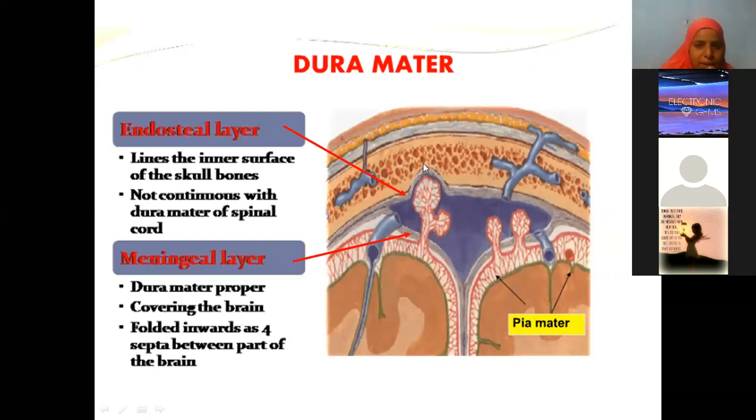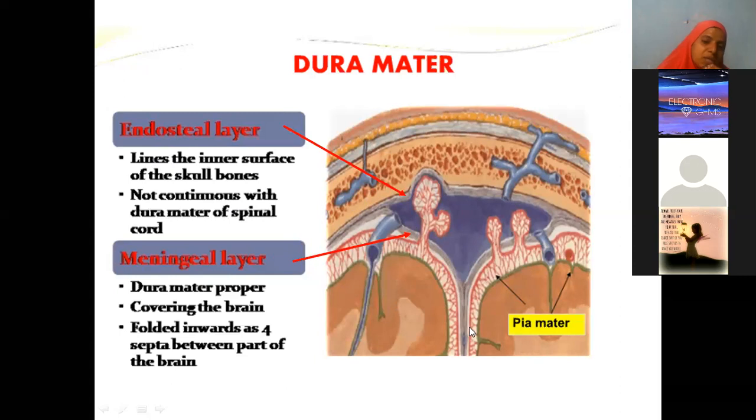The layer which is moving outside is the endosteal layer, and the layer which has split to enclose venous blood is the meningeal layer. So between the endosteal and meningeal layer, we have the venous blood. That venous blood which you find inside the dura mater is nothing but dural venous sinus. The endosteal layer lines the inner surface of the skull bone, and it is not continuous with the dura mater of the spinal cord. The meningeal layer is the dura mater proper, which is covering the brain.